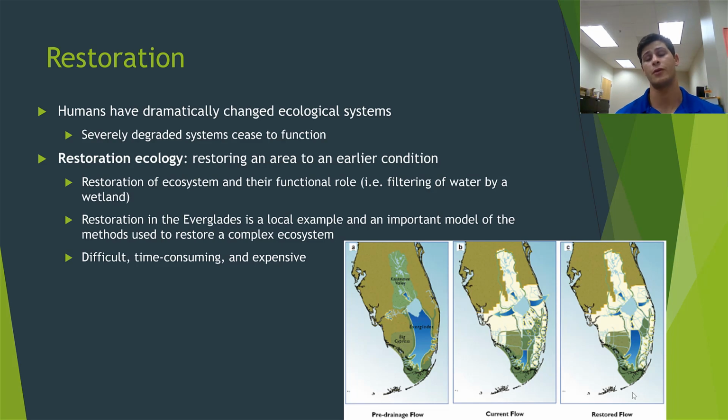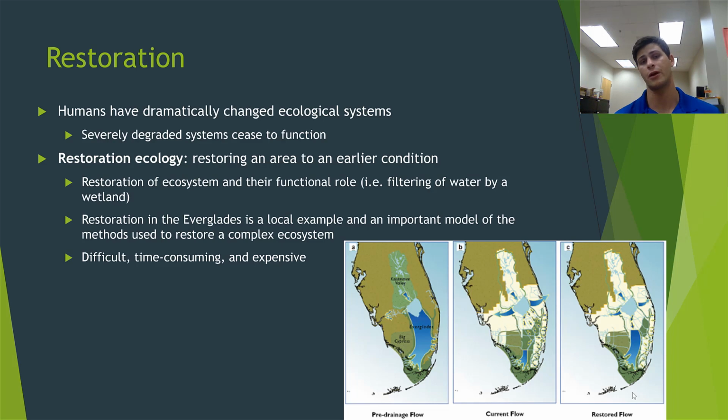Now, for the last slide, we're just going to take a minute and look at restoration and restoration ecology. It's no surprise that through invasive species, through different human-mitigated disasters, pollution, habitat loss, just a whole lot of things that we'll really dive into in Chapter 8, humans have dramatically changed the functioning of many ecological systems, most often for the worse. We have severely degraded systems to the point where many of them have ceased to function.